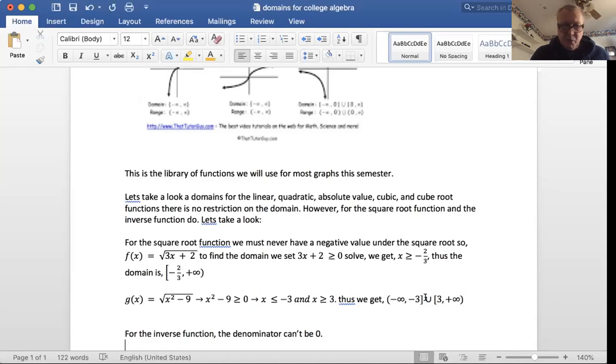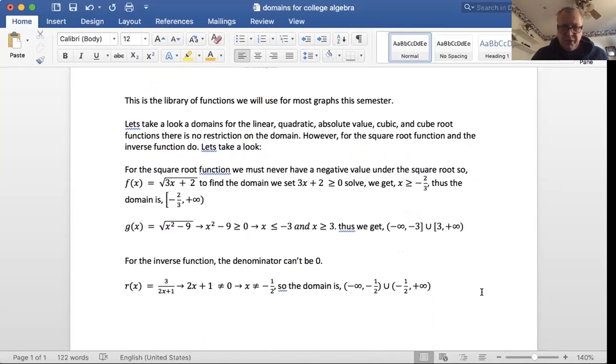So I'll take a look at this one example, and then you can read through the other one. F of x equals the square root of 3x plus 2. So we want to make sure that 3x plus 2 is greater than or equal to 0. So we set up the inequality, and we solve for x. Solving for x, this means we start at minus 2 over 3 because it's greater than or equal to, and we go to positive infinity.